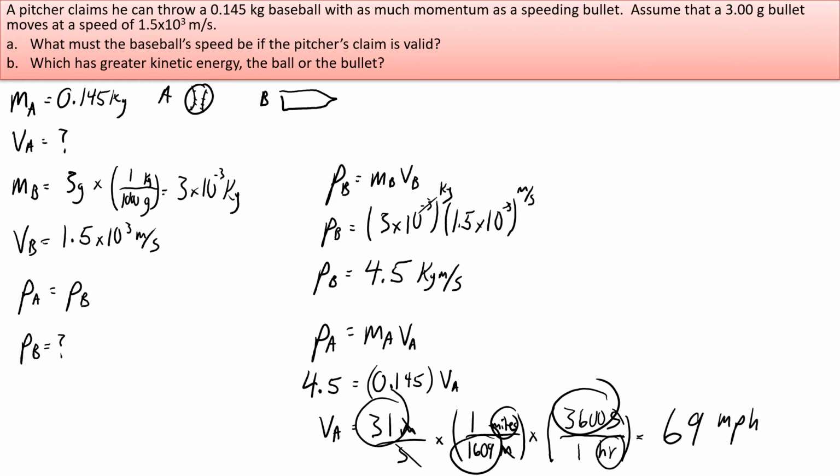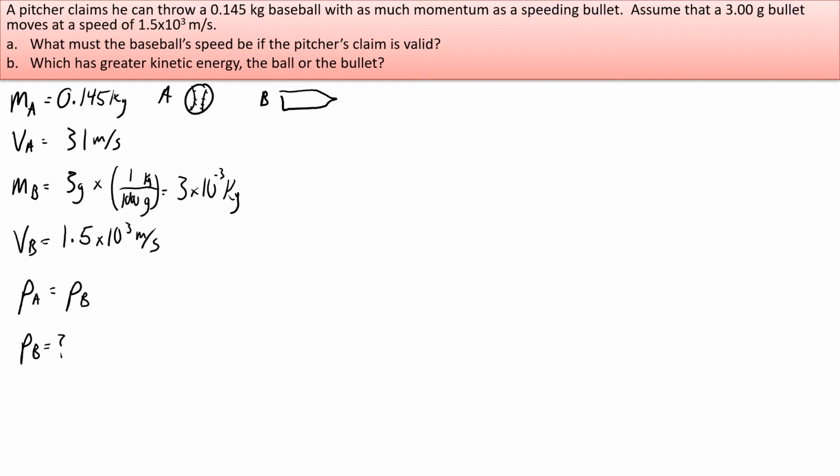That is not that fast when you're talking about baseball speeds. I'm pretty sure that you could probably throw that fast. You could throw a ball with pretty close to the same momentum as a speeding bullet being shot from a gun. That's pretty crazy. But remember, when we're talking about momentum, you have to talk about the mass and the velocity. So speaking of velocity, which has a greater kinetic energy, the ball or the bullet?